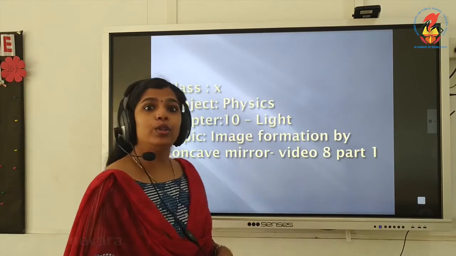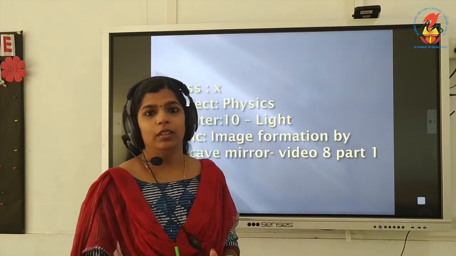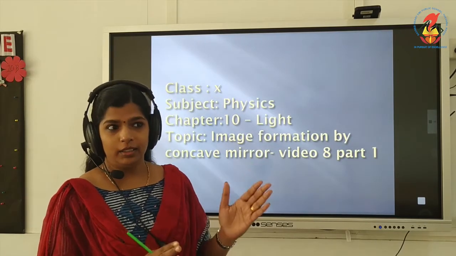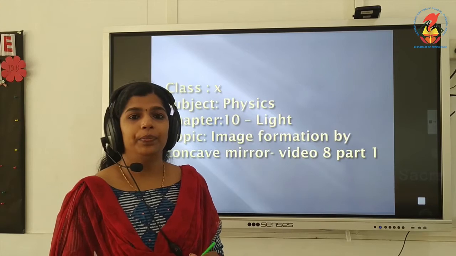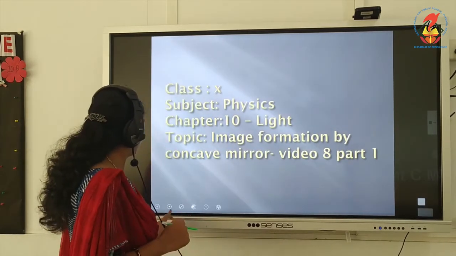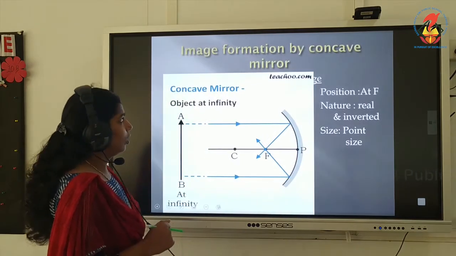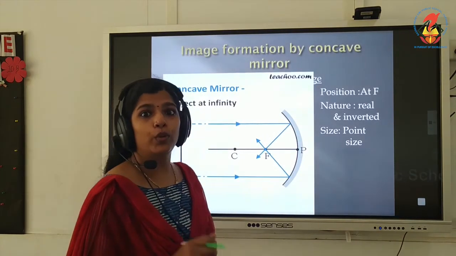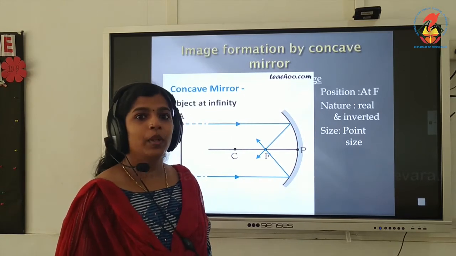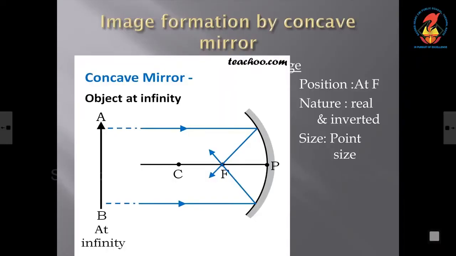You have to draw this in your notebook. Write the heading like this. I will tell you how to do it. So first, we will do it for concave mirror. There are 6 ray diagrams for concave mirror. The first one: object is at infinity.